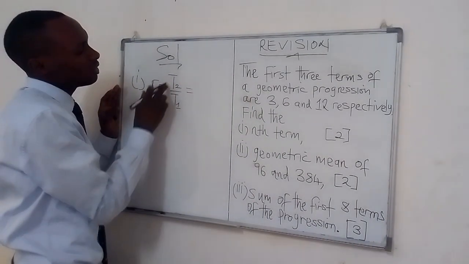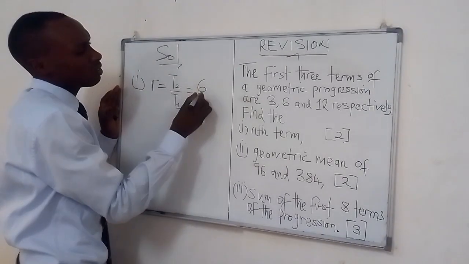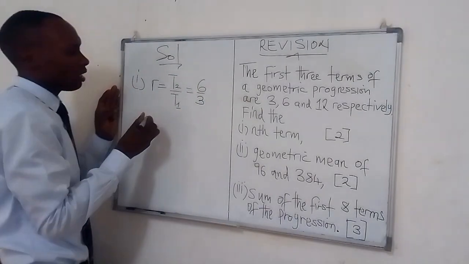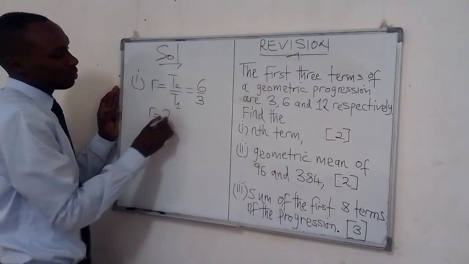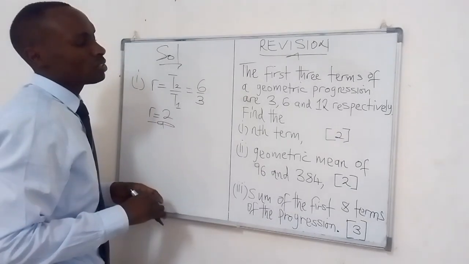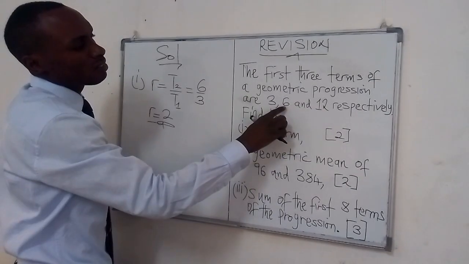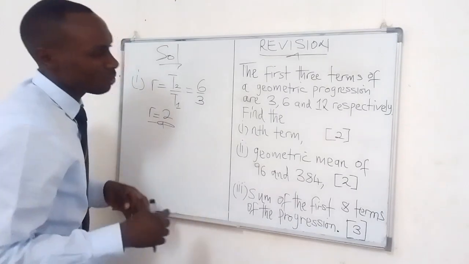Now, T2 divided by T1 gives us 6 over 3, and 3 into 6 is just 2. So R, the common ratio, is 2. If you divide 6 into 12, that will also give you 2, so we're dealing with the same thing.